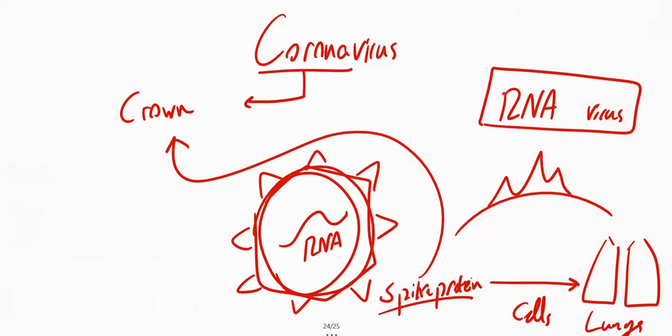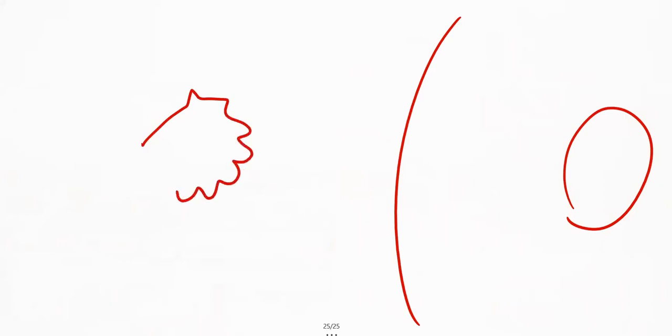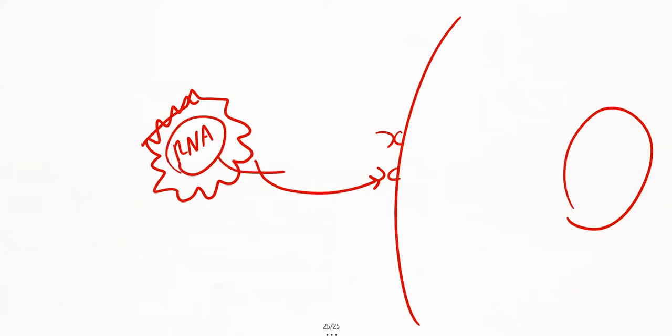Now, what happens when this virus infects a cell? Here's a cell that is a lung cell, and this is the coronavirus. Oh, that's really not a great picture, but let's take it as it is. The spikes are used to attach to the surface of the cell, and then the RNA of this virus gets injected.